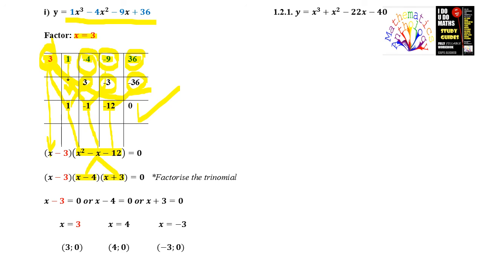The next step is to take each one of these 3 brackets and equate them to 0 and solve for x. So x minus 3 is equal to 0, it means that x is 3. X minus 4 is 0, it means that x is 4. X plus 3 is 0, so it means x is negative 3. Which means that your 3 x-intercepts are 3 and 0, 4 and 0, and negative 3 and 0. So we have factorized a cubic function, and these are our x-intercepts for the cubic.